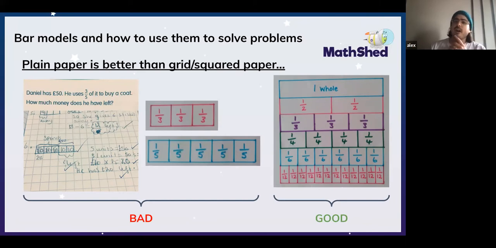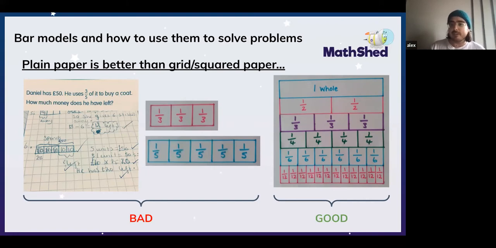like have kids going, right, if I'm using my squared grid paper, I've got an idea that I've got 3 parts that are bigger than 2 of the other parts. So I need to make sure that my bar model, the total bar, is like 13 squares wide. So I've got 3 lots of 3 squares and then 2 of 2 squares. If they're doing that, they're doing so much thinking that isn't being applied to the problem.